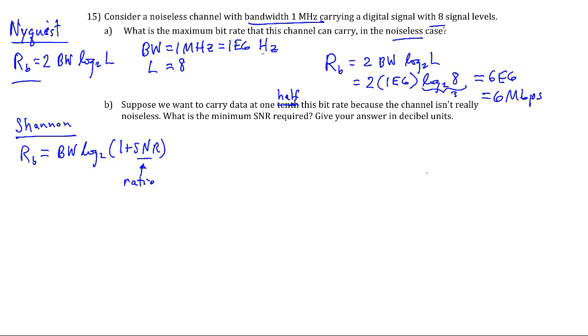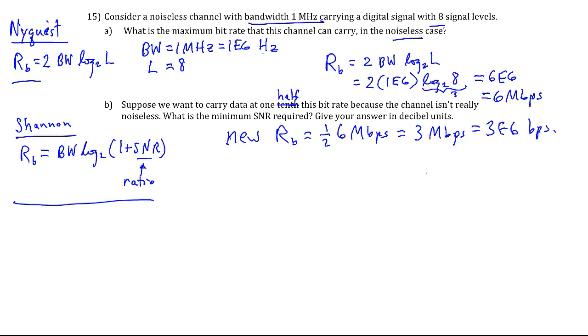For part B, we're going to say our new bit rate is half of that, half of 6 megabits per second, or 3 megabits per second, or 3 times 10 to the 6th bits per second. And it says what's the minimum SNR required, and so we need to solve the Shannon equation for the SNR. I'm going to say the bit rate divided by the bandwidth is equal to log 2 of 1 plus the SNR.